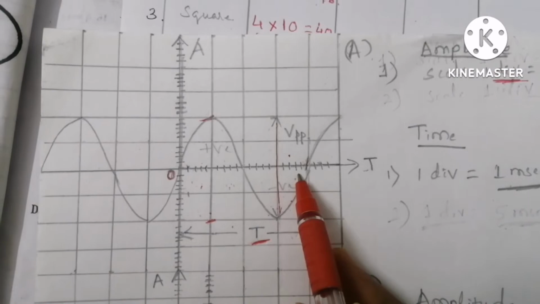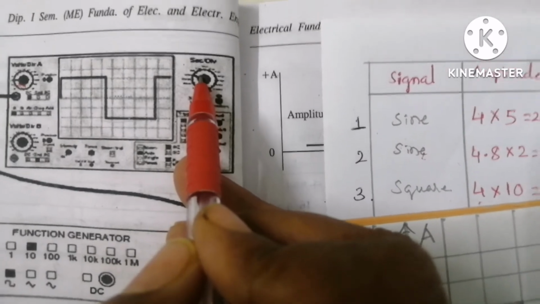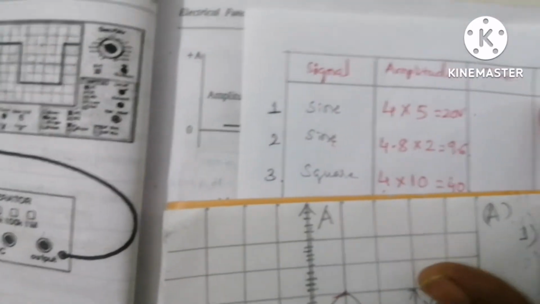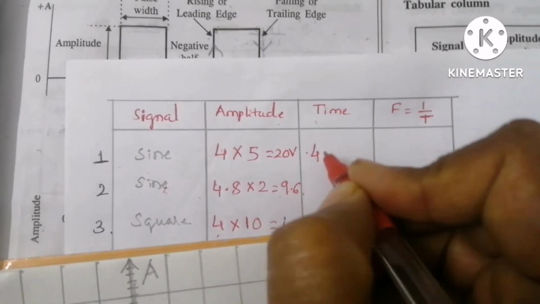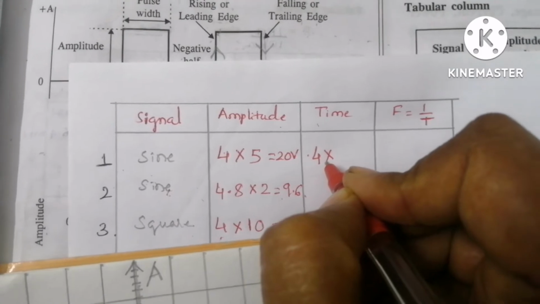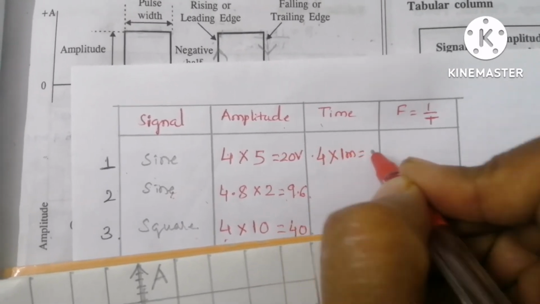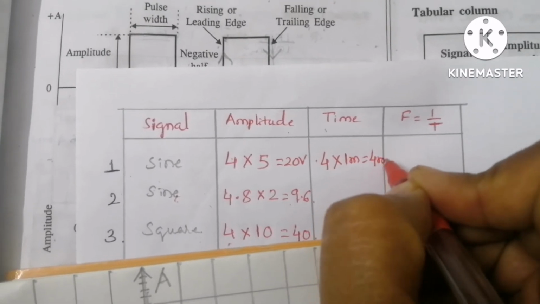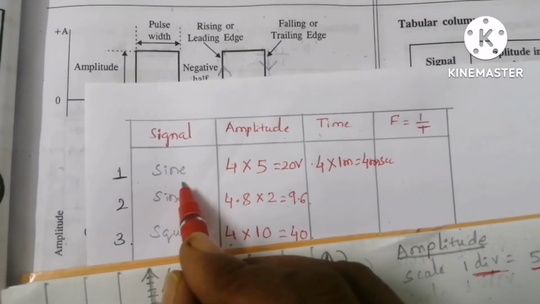Suppose each division value here is kept at 1 millisecond, then we have to write the time for sine wave is equal to, we have 4 divisions along the x-axis into, if the division value is 1 millisecond, then it is 4 milliseconds. So this is how we can measure the time for sine wave.